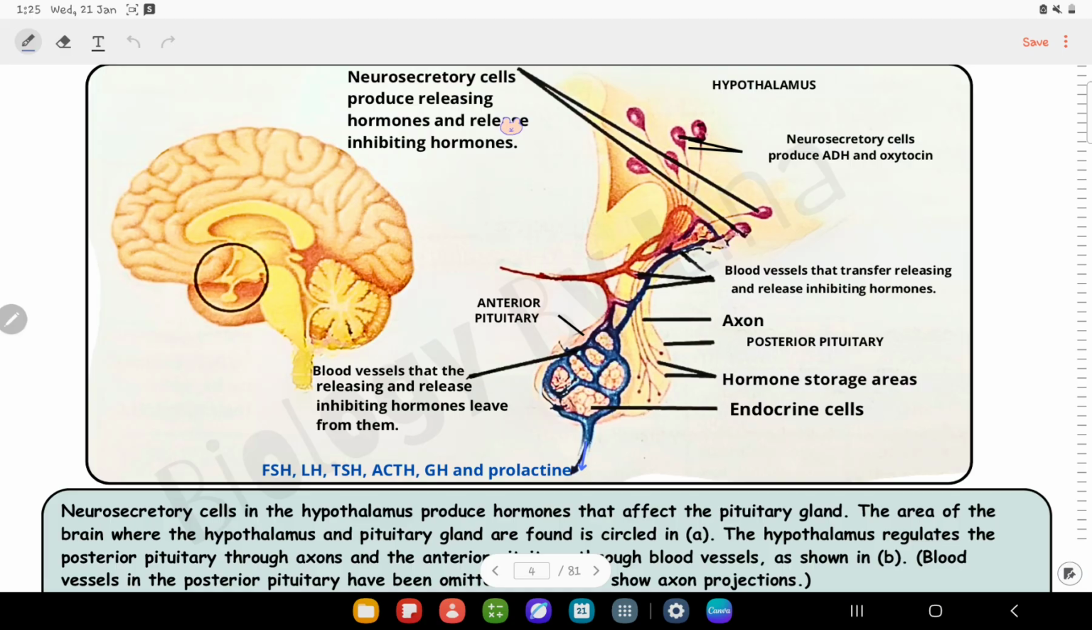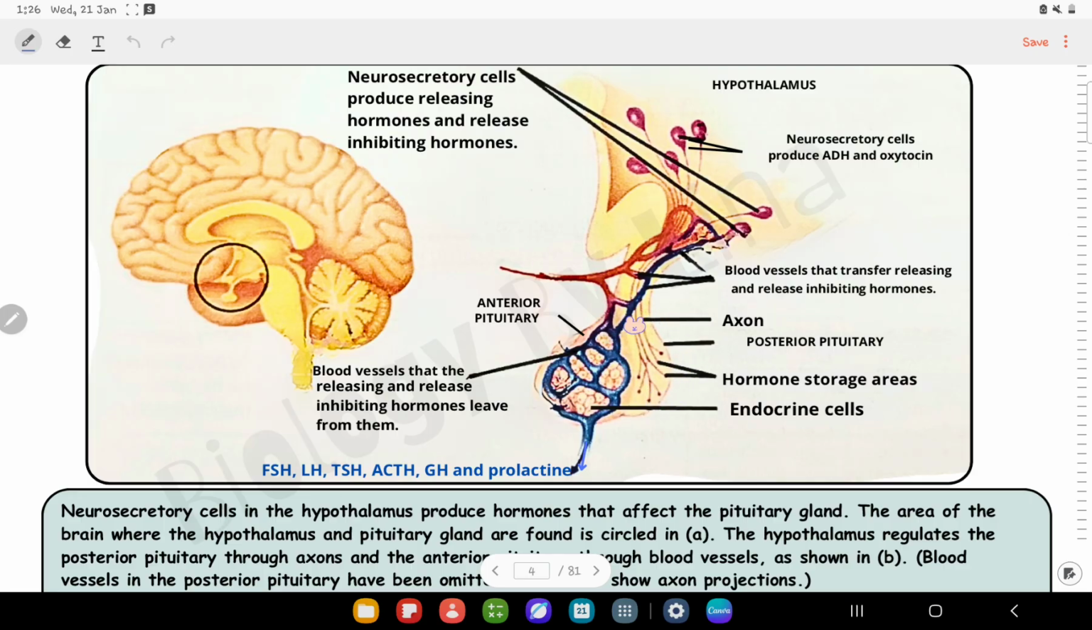How many releasing hormones do we have? 6 RH. We have 6 releasing hormones. And how many RIH do we have? The release inhibiting hormones. There are 2 release inhibiting hormones. The ADH and oxytocin are produced in the hypothalamus in this neurosecretory cell and travel through the axons of the neurosecretory cell into the posterior pituitary.